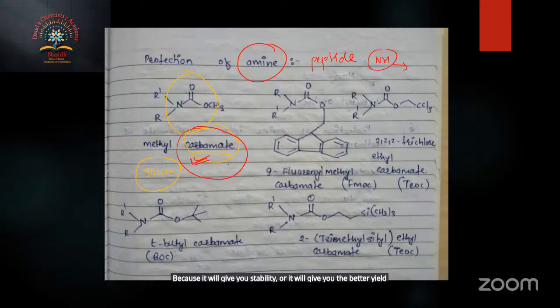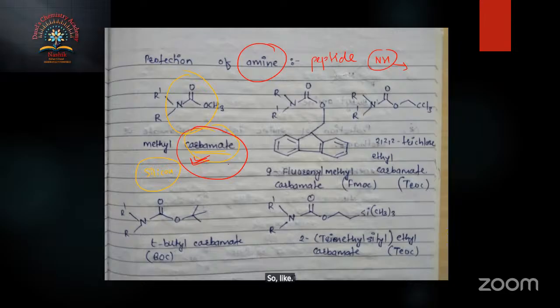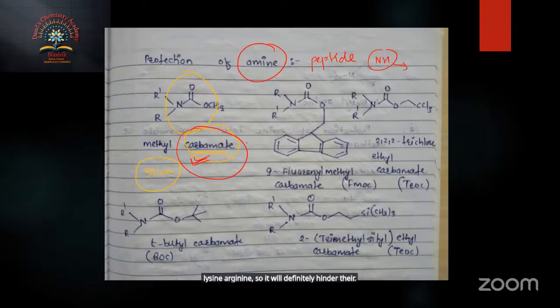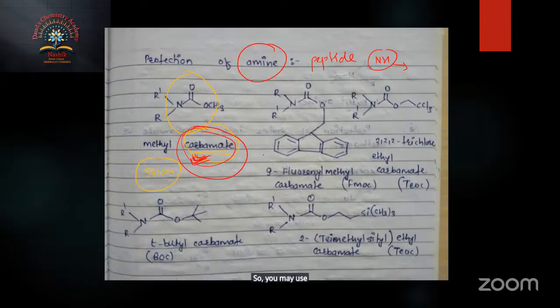So avoid further deprotection, because definitely there are many polar groups in protein or peptide synthesis. Like COOH, there are aspartic acid, glutamic acid. Again, it has basic functional moieties, lysine, arginine. So it will definitely hinder their stability, and you have to control the pH during protein synthesis or during amide or peptide bond formation. So you may use this carbamate protection, which comes in different forms.